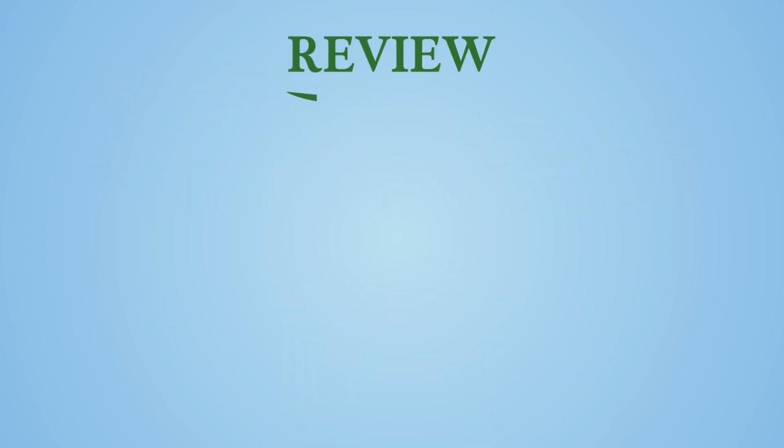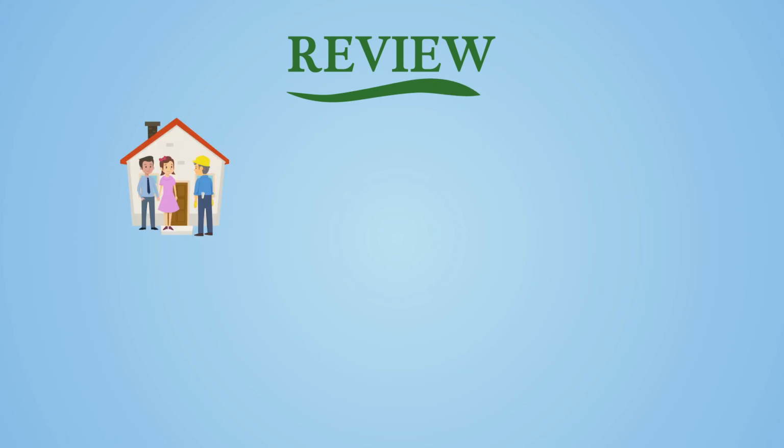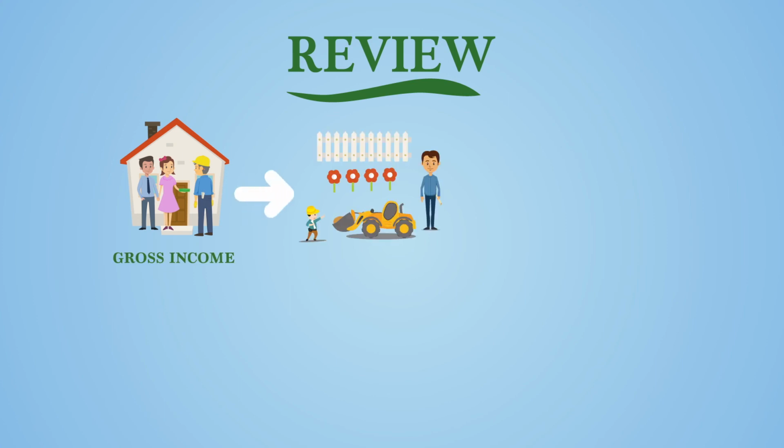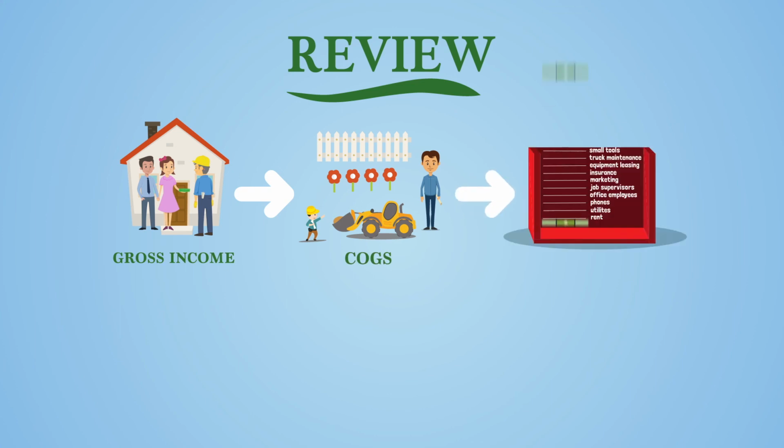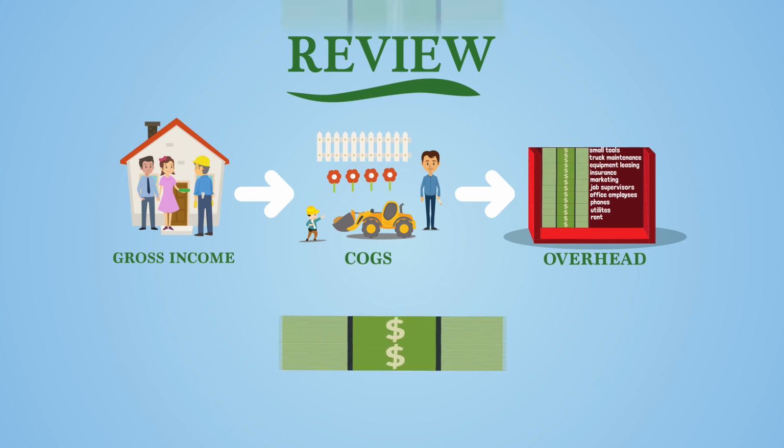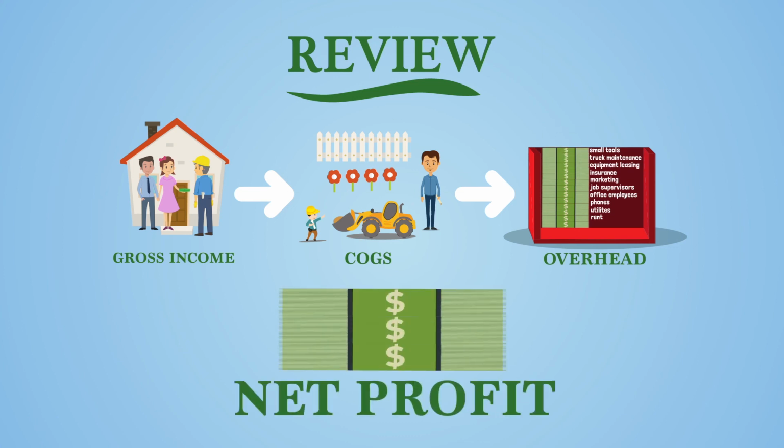Let's do a review. We started with a sale and money coming in from the customer. This is called gross income. Then we paid the expenses of that job. That's called cost of goods sold. Now we have our gross profit, which is used to cover our overhead. And finally, we're left with net profit, the real profit.